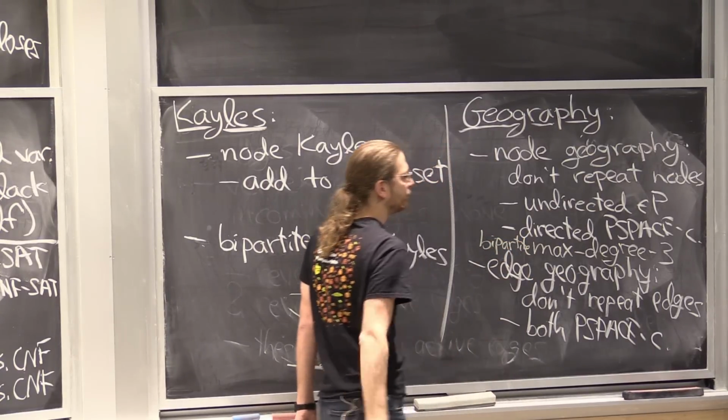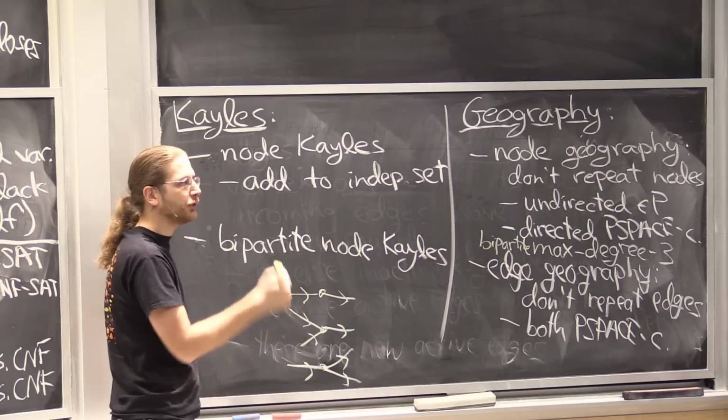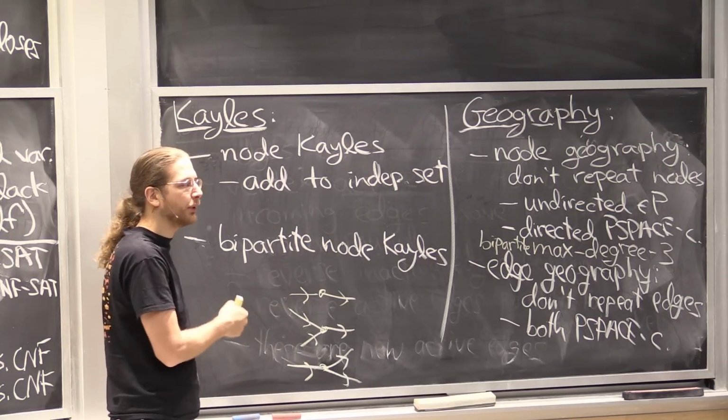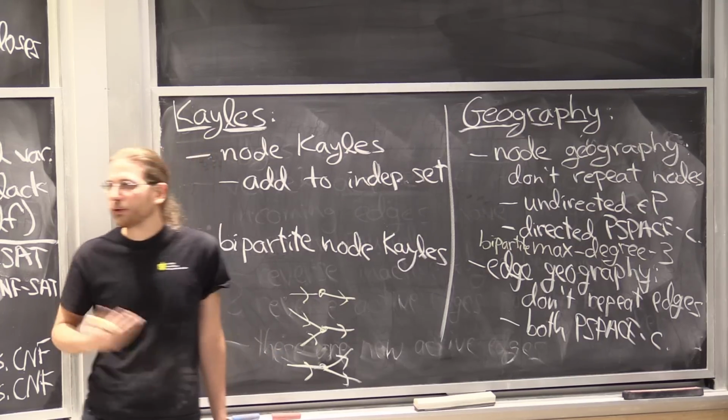Bipartite is useful because in geography, you're always moving along an edge, which means you'll always be jumping from the left side of the bipartition to the right side. So you can color the edges black and white, and the black player will only play on the black side, and the white player will only play on the white side. So this is good. You can predict who's going to be playing in each gadget.